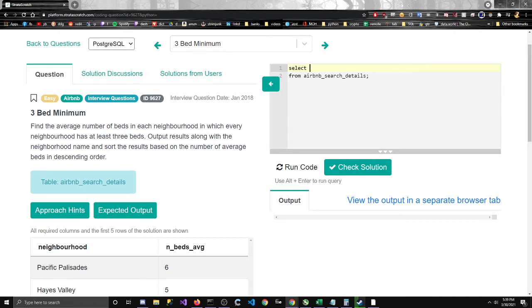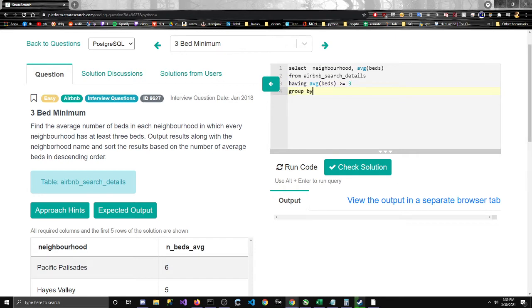So we'll do... you know what? We need neighborhood too, so we'll do the neighborhood first. We'll do it by the neighborhood, and then we'll do average beds. We'll delete this. And then we'll do where. Actually, I have an average beds. We need three. Yep, three.